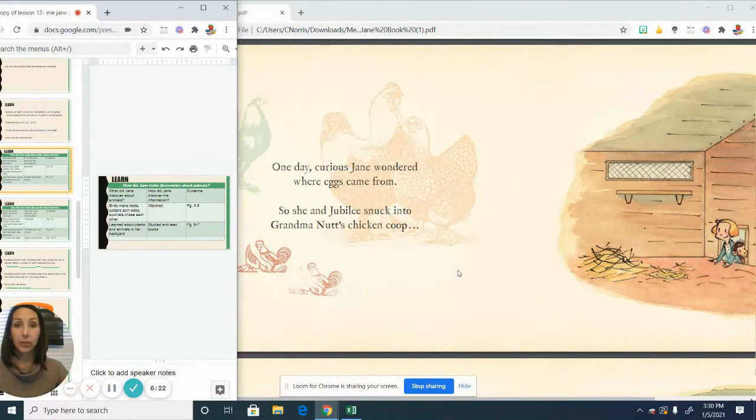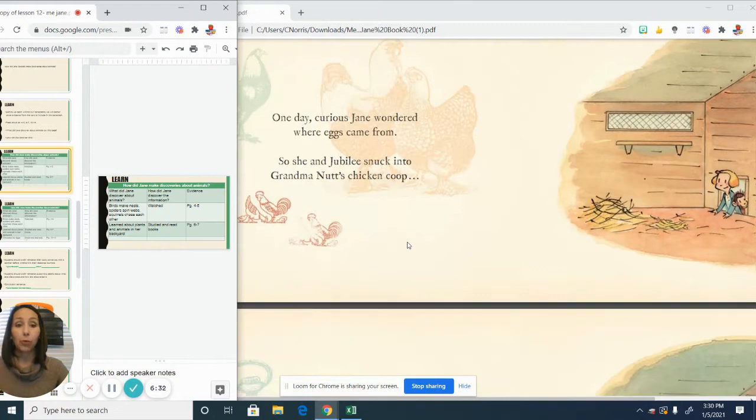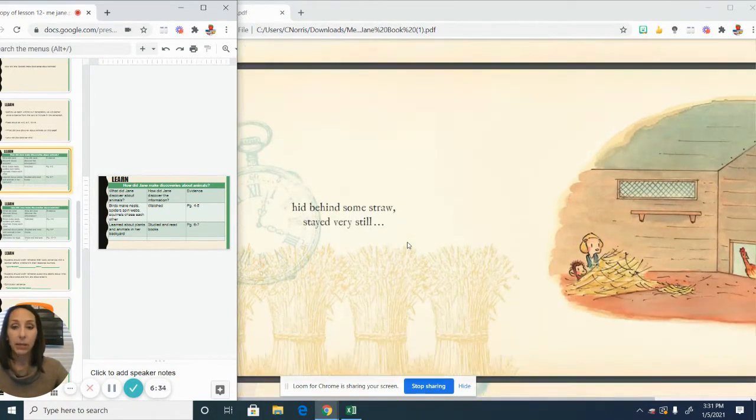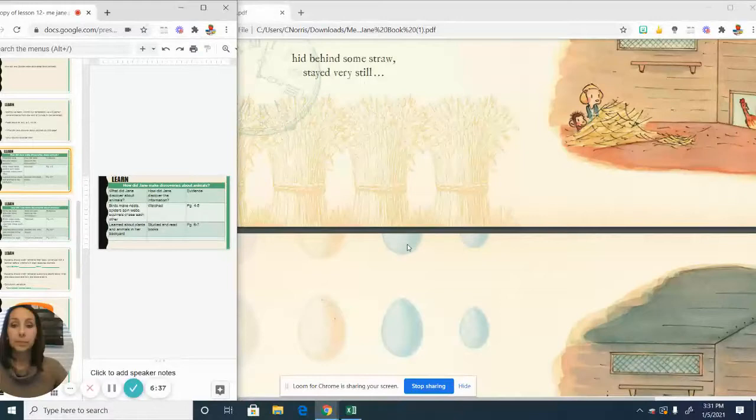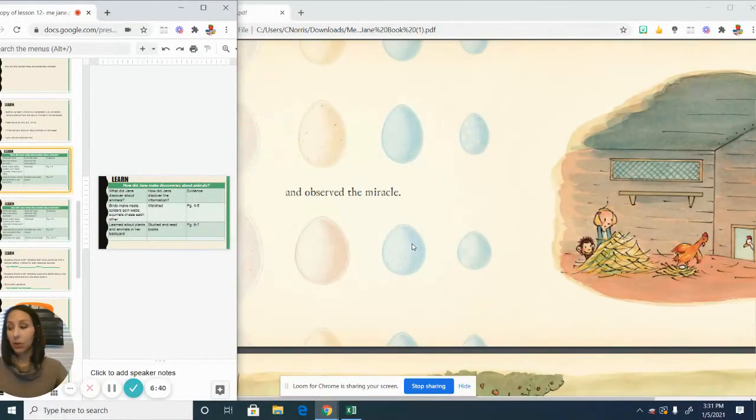And then in this part of the story, she was curious. One day, curious Jane wondered where eggs came from. So she and Jubilee snuck into Grandma Nut's chicken coop. So throughout these pages, it says, hid behind some straw, stayed very still, and observed the miracle. So she learned what happens. Right, chickens lay eggs. This was what she discovered about animals, how that works, how that happens. And the way that she did it was by observing and sitting very still and waiting for the chicken to lay the egg. So let's add that to our chart.